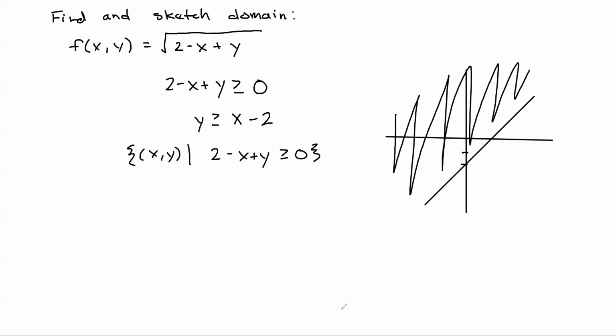All right, let's do one more. Let's say that we want to go through, let's do a new page. We want to go through and find and sketch the domain. And this time we have 3 independent variables.